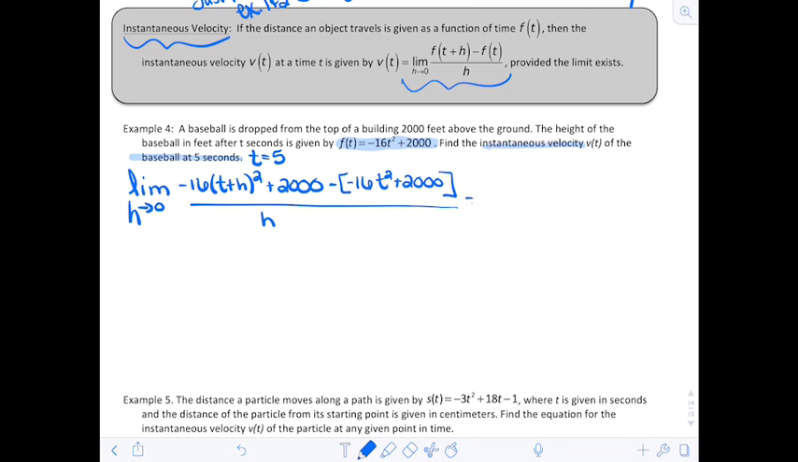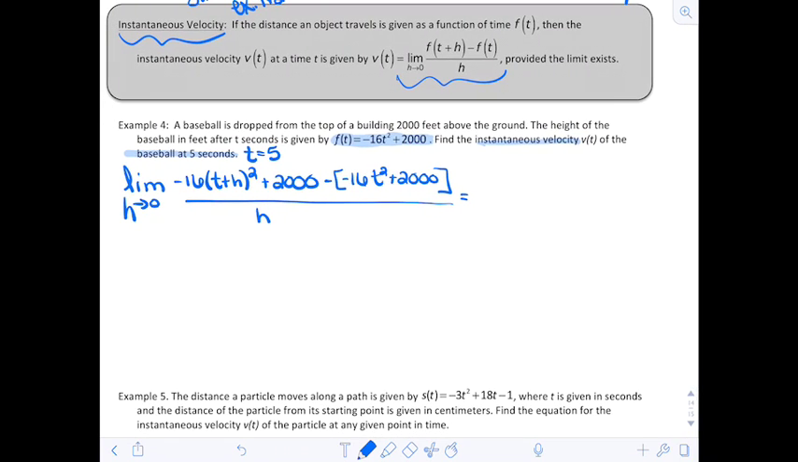And that gets divided by h. So now we have some algebra to do. Okay, negative 16 times (t plus h), I'm going to square t plus h, so t squared plus 2th plus h squared, plus 2,000.